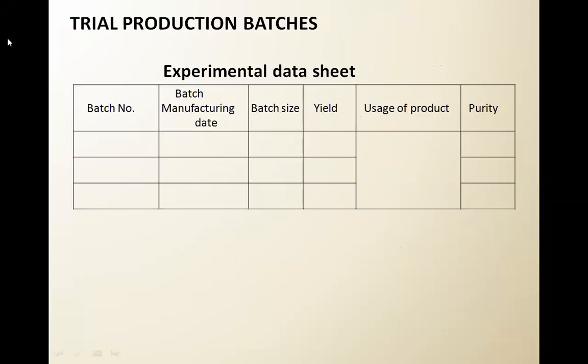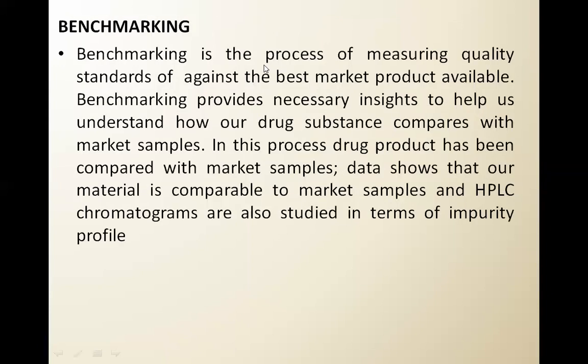Then this is the table for trial production batches. Here we have to write the experimental data sheet, that is the batch numbers 1, 2, 3. Batch manufacturing date, then batch size 1 kg, 10 kg, 100 kg, then yield, how much yield, then the use of that particular product, for benchmark, for stability or for actual production, then the purity, then benchmarking.